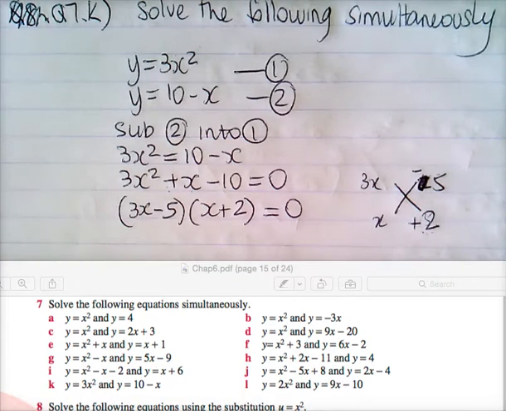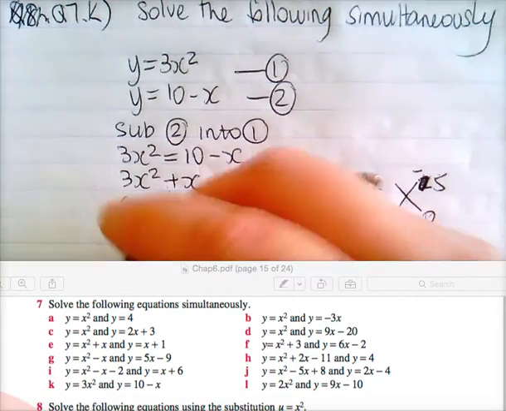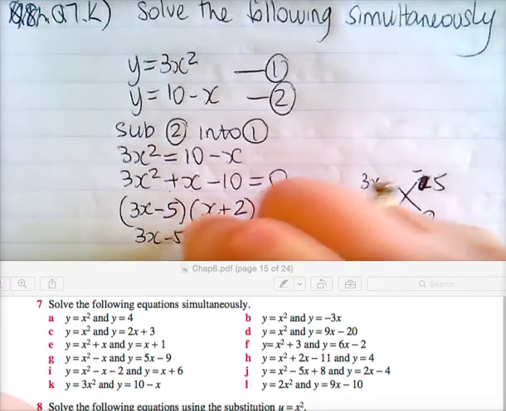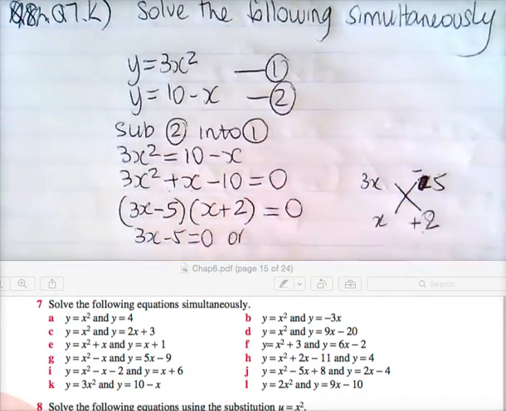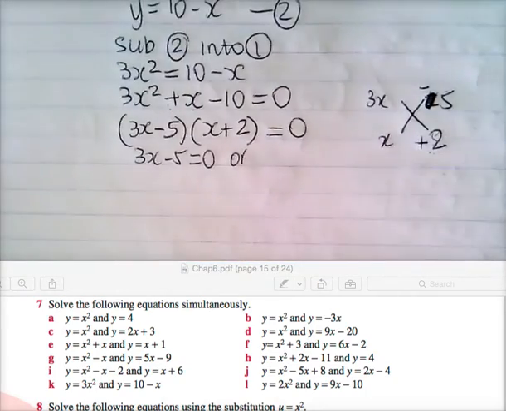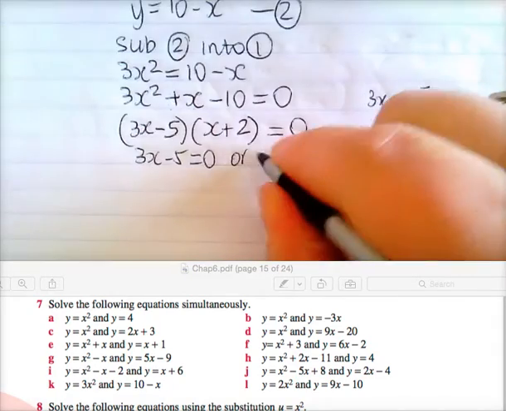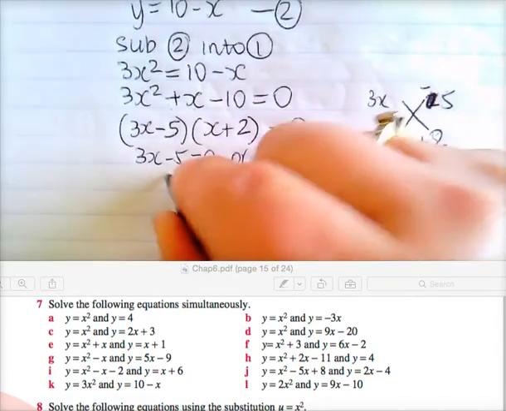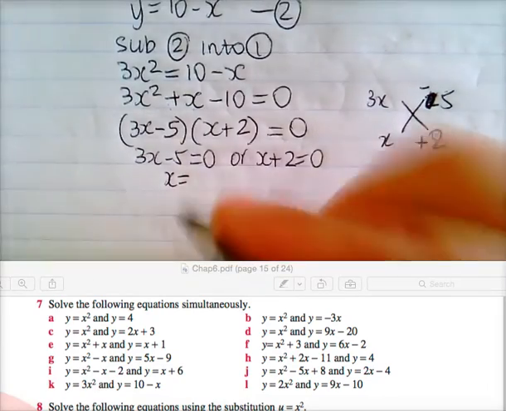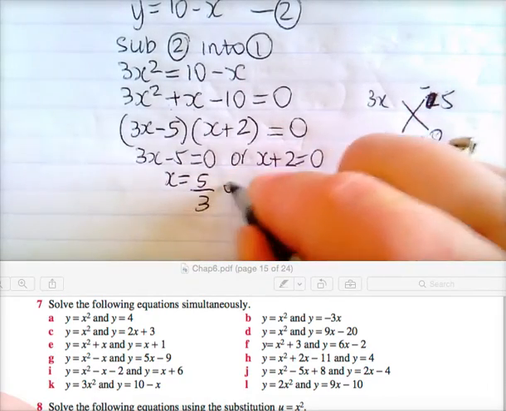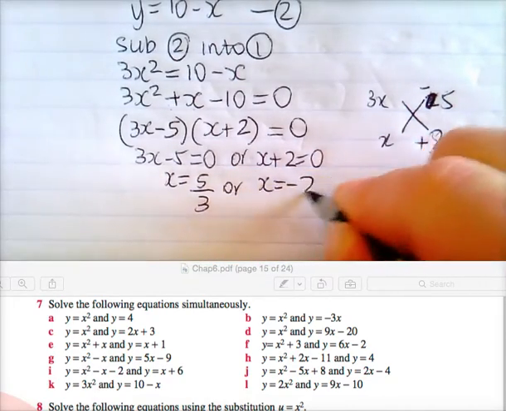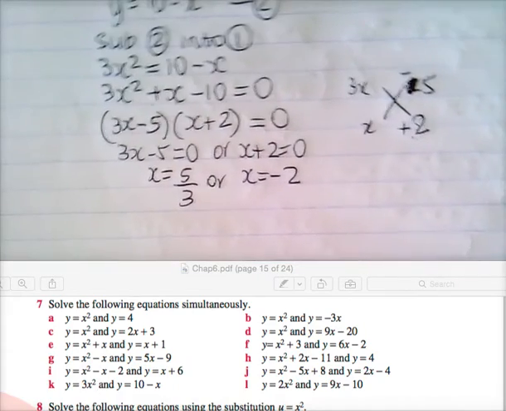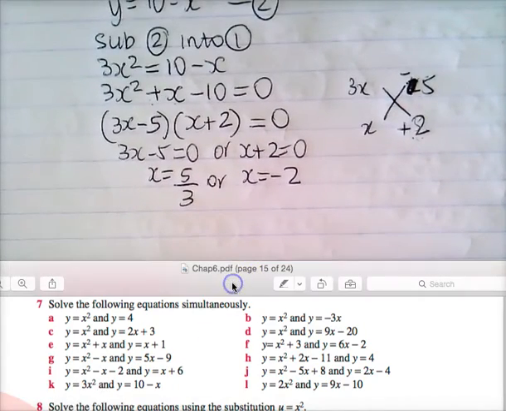Okay, girls, we've got 3x squared plus 6x minus 5x gives me plus x minus 10. So we've got 3x minus 5 equals 0, or x plus 2 equals 0, which means that x is what? 5 on 3. Yeah, 5 on 3, or x is minus 2. Now, girls, they're not hard, those ones. We're going to go to question 8.